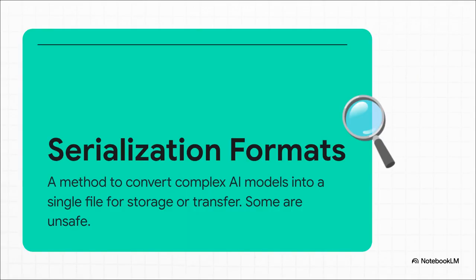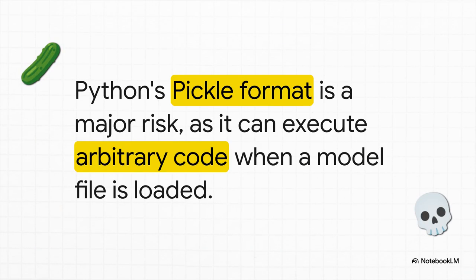All right, let's talk about that third weak spot, serialization. What is that? Well, you can think of it like this. It's how you squish a big, complicated AI model down into a single manageable file so you can store it or send it around. Kind of like vacuum sealing a giant puffy jacket. The problem? Some of the bags they use for this are really easy to poke holes in. They're just not safe. And the poster child for this problem is a format called Pickle.